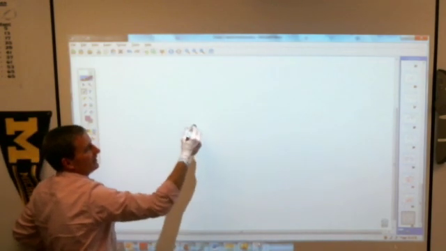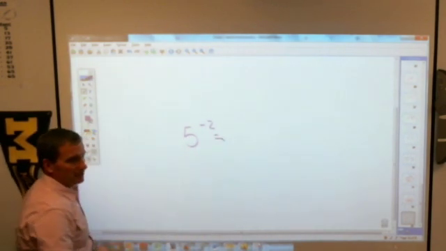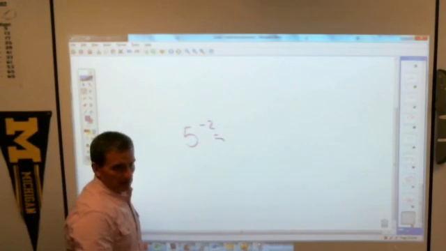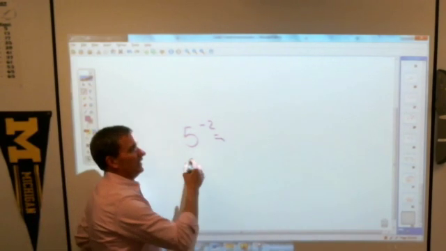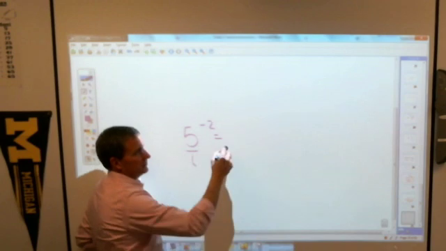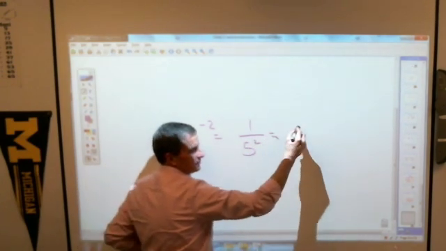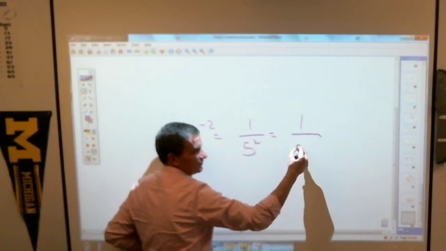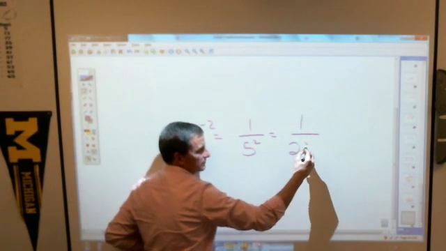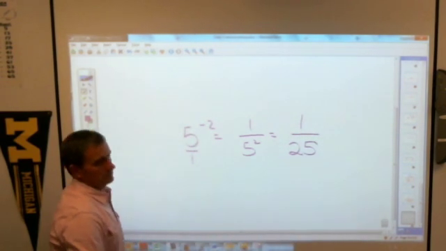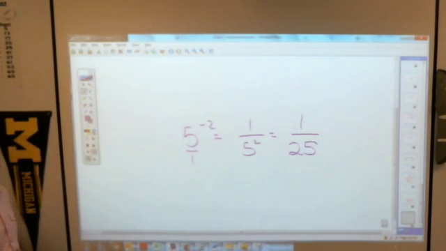So what is 5 to the negative 2 power the same as? It's the same as, notice it's a fraction like this, I flip-flop the things, 1 over 5 squared, which is 1 over 25. 1 over 25. Emma, what was your question?